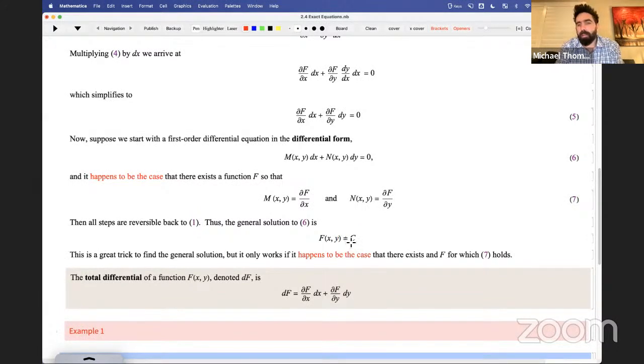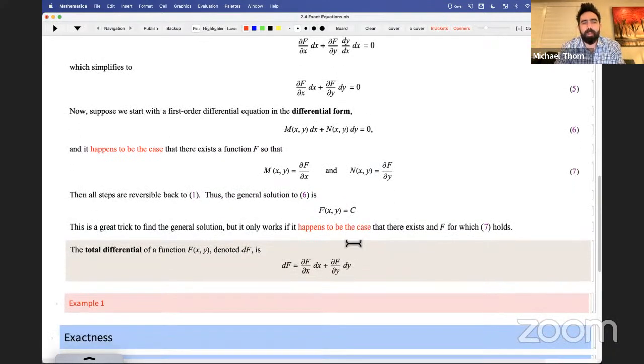If you forget this part, then that's not really a solution, right? A solution is y equals a function of x. It's an equation, right? So that's not an equation. That's just a function of two variables. Okay, so that's the idea. This is a cool trick. If it works, right? It only works if these two things happen. So you have to figure out if a function f exists that does that.